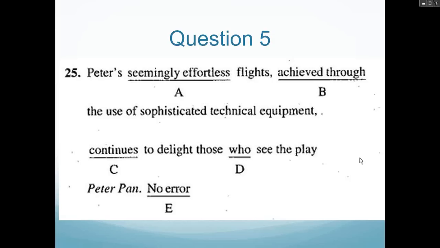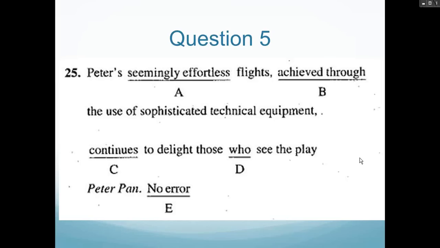But here, the error is C, because it's got to be "continue." Now, why continue? The subject is flights. It's plural. So Peter's seemingly effortless flights. And you can basically cross out everything that's inside the commas. That's a clause in the sentence. And when you have a clause, you can take all those words out and read the sentence without those words. So let's try that. Peter's seemingly effortless flights continues to delight those who see the play, Peter Pan. That's no good. Peter's seemingly effortless flights continue to delight those. So the error is C.